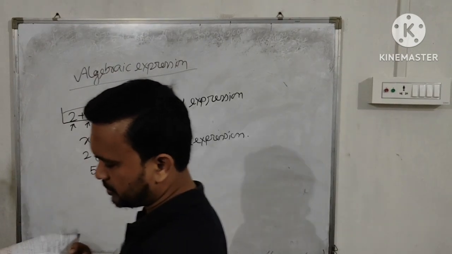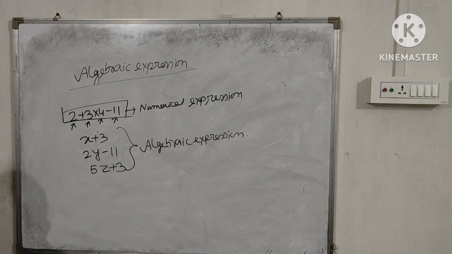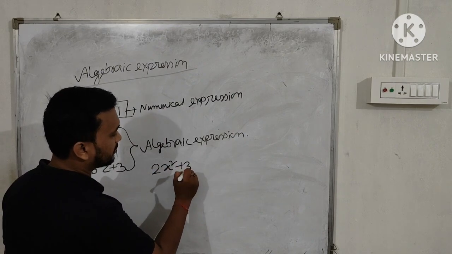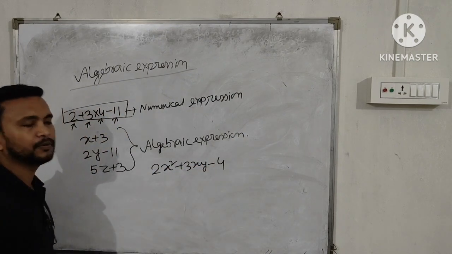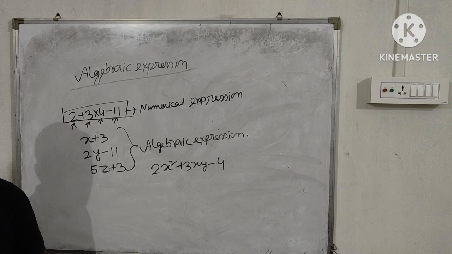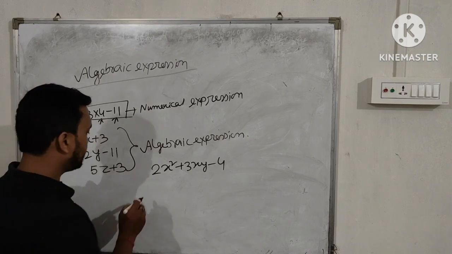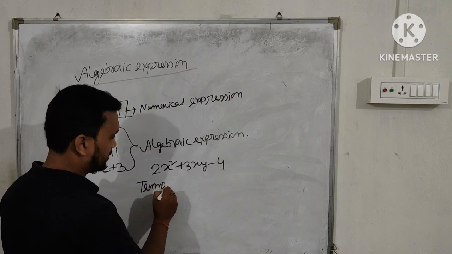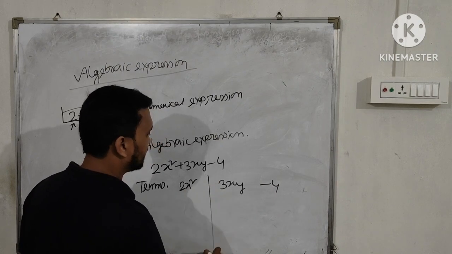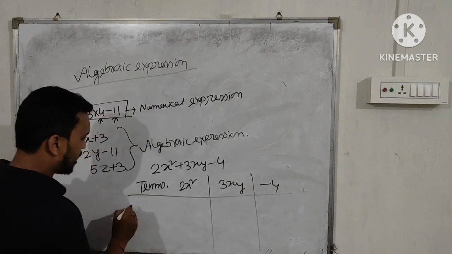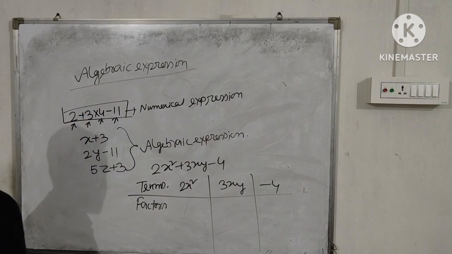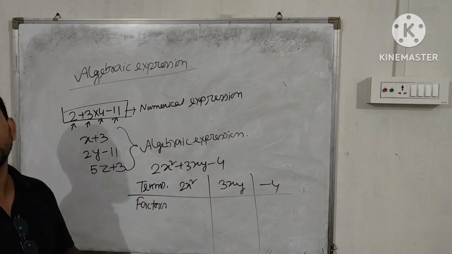Next concept is about coefficient, terms and factors. Let me show you one algebraic expression. Suppose 2x square, 3xy and minus 4. How many terms are there in this algebraic expression according to you? 3 terms. So if I write the terms, they will be 2x square, then 3xy, then minus 4. These are 3 terms. If I want to write their factors, factors are smaller units than terms. A few factors together can form a term.